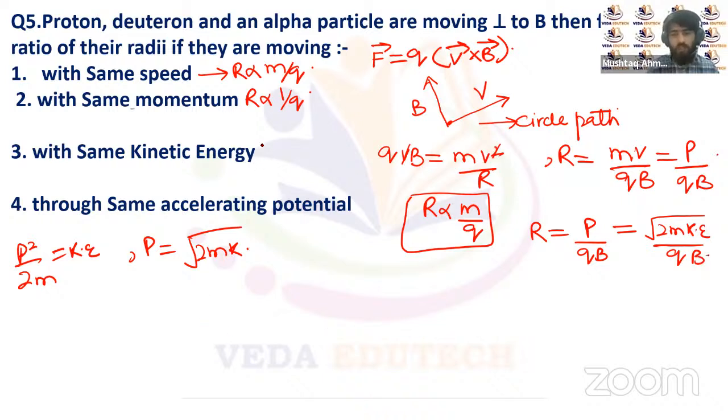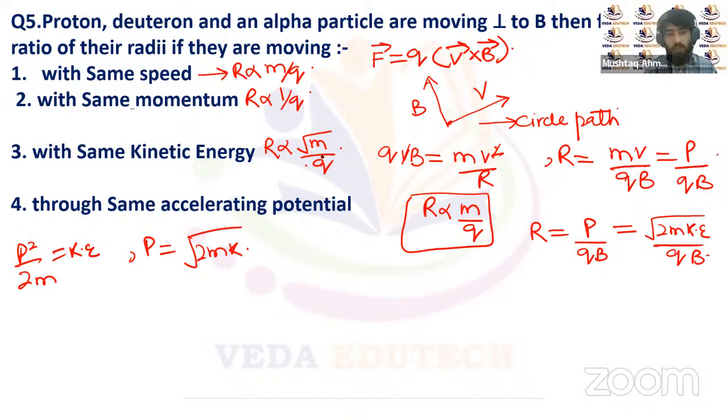Now, for this case, the radius will be proportional to root of kinetic energy. The kinetic energy is the same here, so R will actually be proportional to root of m upon q. This will be the condition for the third case, on which the ratio of the radius will depend. It will depend upon the root of m upon q.